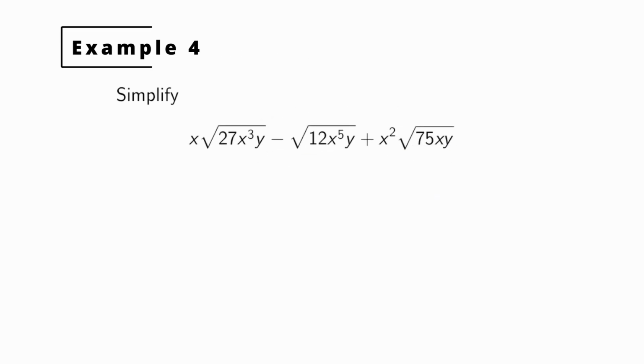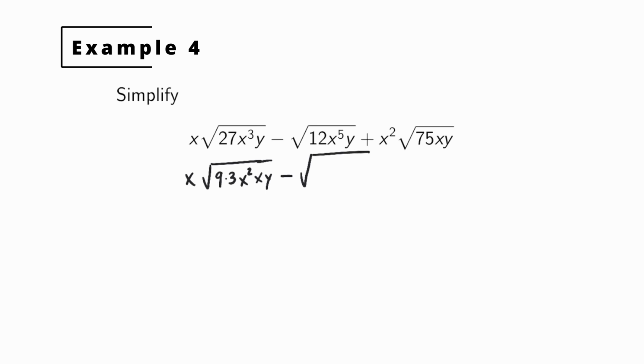Here's our final example. Again, we need to start by simplifying each term. So for the first term, we have x 27. I can write that as 9 times 3. Again, we're back to square roots here, so we want to sort of find the factors within that are perfect squares. And then we have x cubed can become x squared, and then we'll have times x, and then we'll have times y there.